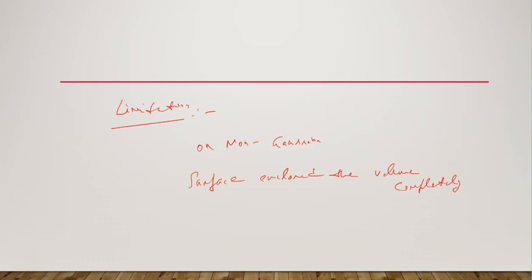And what about the limitation? The limitation is that Gauss law cannot be applied on non-Gaussian surfaces. It can be applied only if the surface encloses the volume completely. This is the limitation of the Gauss law.